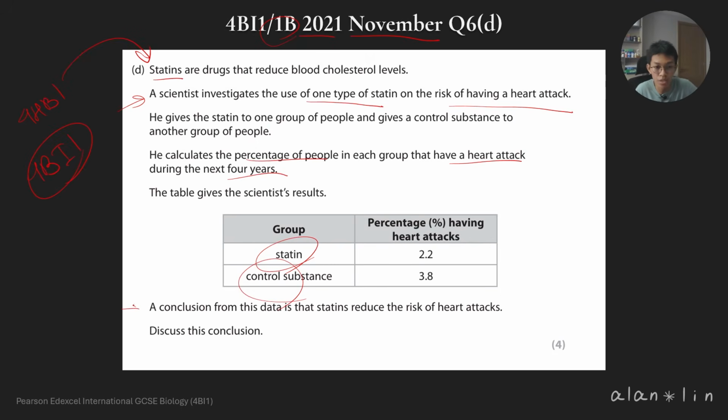And here is the question. It says a conclusion from the data is that statins reduce the risk of heart attacks, and they want you to discuss this conclusion. Because we can't use our biological knowledge, we are going to analyze the data, but we are not going to be applying our biological knowledge, because using 4BI1 knowledge, there's just nothing that we can do to explain the scenario. And so we're going to skip straight to step 3, which is to scrutinize and assess the experimental method.